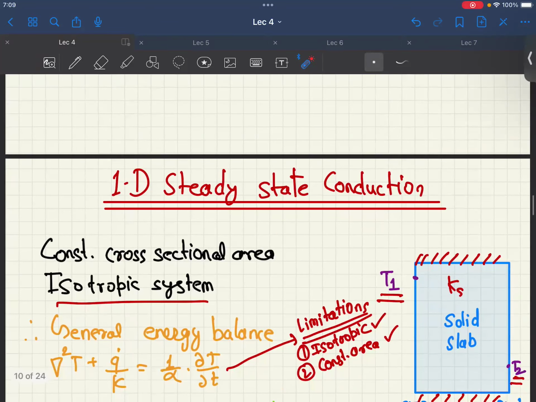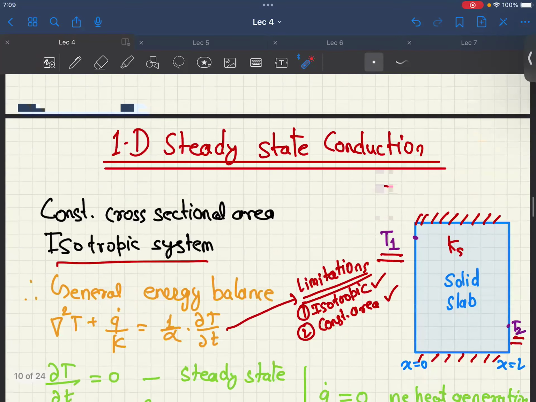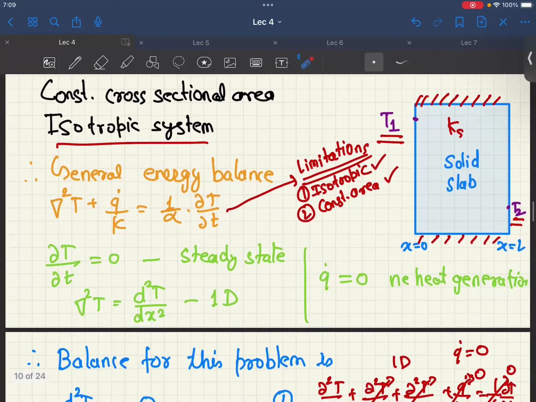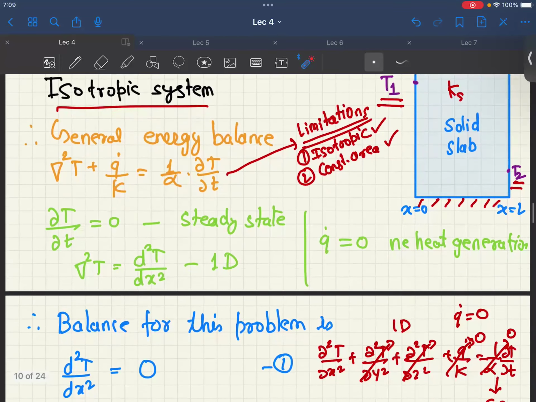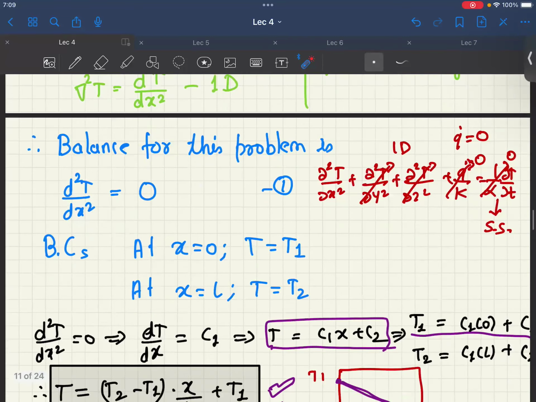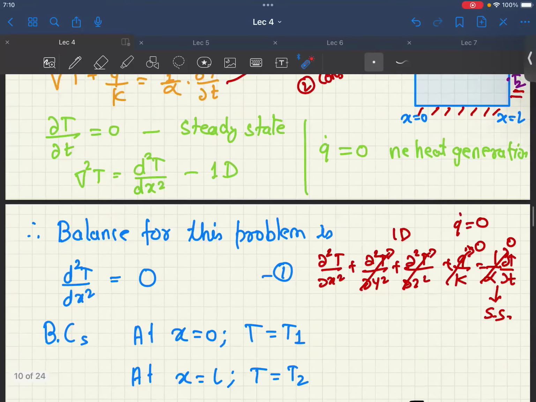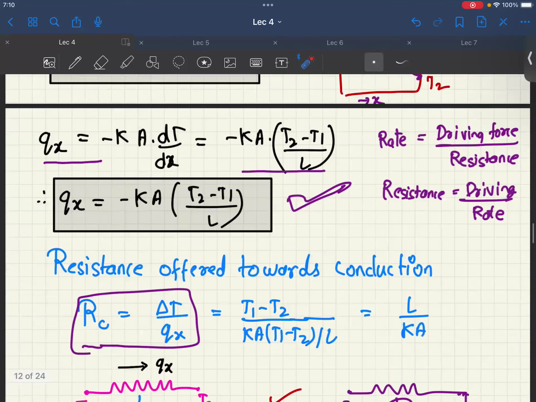Then we went on to study one-dimensional steady state heat conduction without any area change or any heat generation. We saw that this expression is only applicable when our system of consideration is isotropic, has a constant area, and there is no heat generation. We solved this generalized expression, wrote a one-dimensional form, and found that the rate of heat flux is given by this expression.